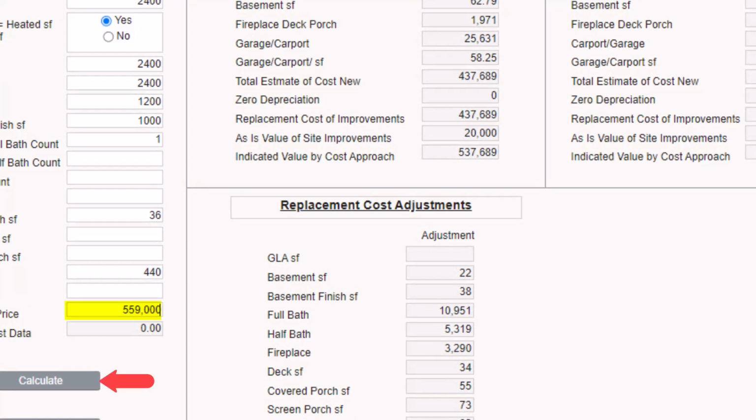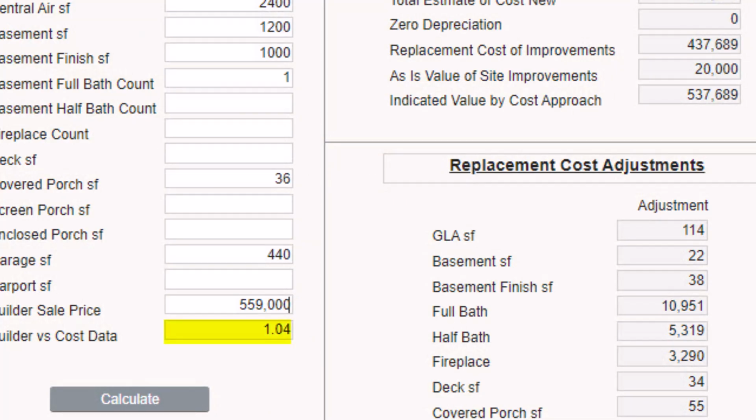Click Calculate. If national building cost and builder sale price are a match, you'll see 0.00 next to builder versus cost data. This means no cost multiplier is required. If builder sale price is higher than indicated value by cost approach, you'll see something like 1.04. This means that national building cost is 4% higher than the local market, indicating you should use a multiplier of 4 in this market.